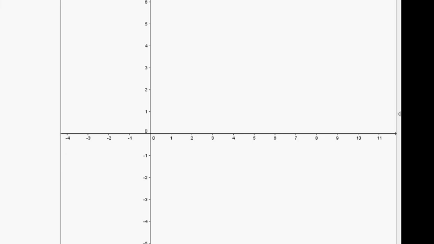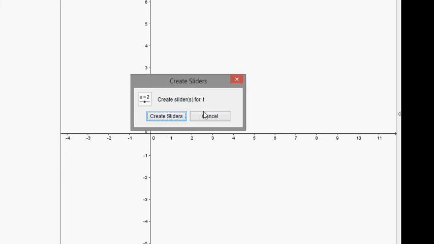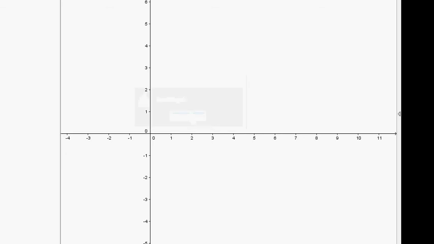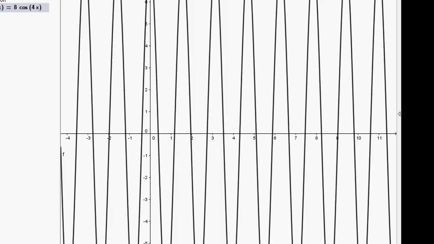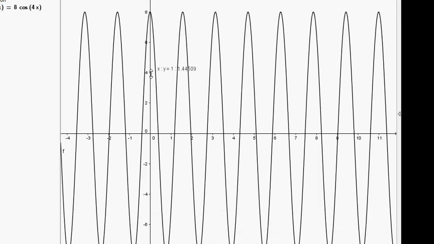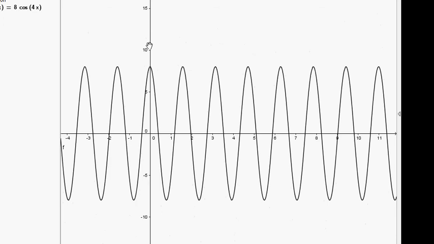And what you're going to notice here, guys, is that I don't want to create a slider. Oh, sorry, it's 4x. Now I remember. You can see the way it's a 4t, guys. 4t means that it's going to be oscillating. The peaks are going to come 4 times as regularly as they would in a normal graph. So that's why we have such a crowded graph there. So I'm going to have to stretch this out a bit. That's 8 cos 4t. What's the other one?